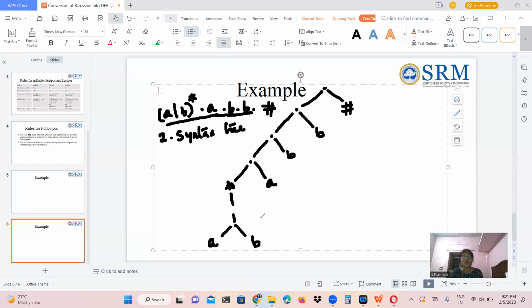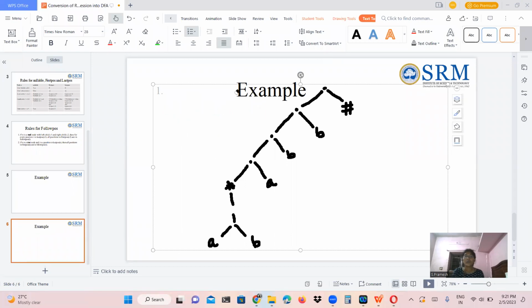For each and every node, we have to calculate the first position and last position. Finally, we have to calculate the follow position. Actually, these are only three things. After doing all these three things, we can get a DFA. First, I'll tell you how we can calculate the first and last position of each node. We'll start with the leaf nodes. Before that, I'll erase this part.